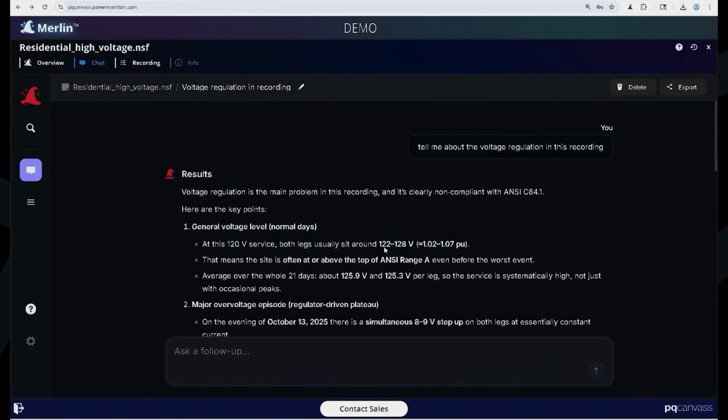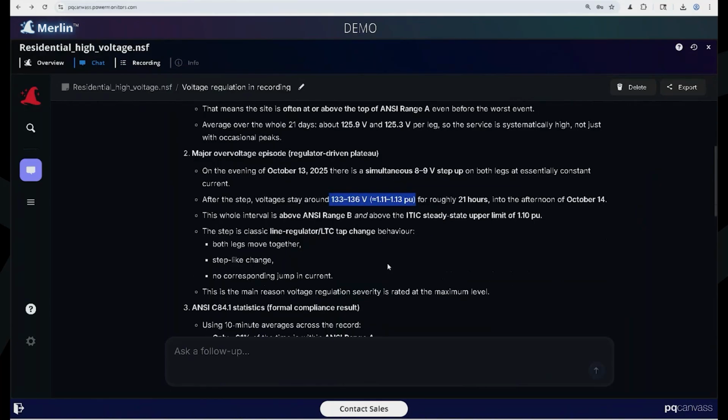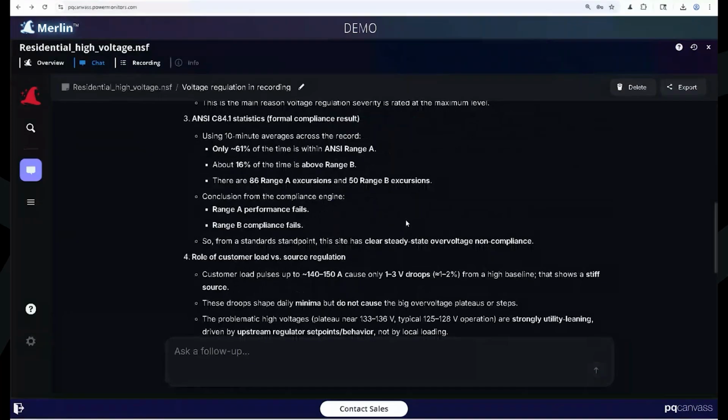You're sitting at 122 to 128 volts most of the time. And then there was a major overvoltage episode on the evening of the 13th. We were at 133 to 136 volts. We're over 10% high. That's an overvoltage condition. That's a big problem, and Merlin knows about that.